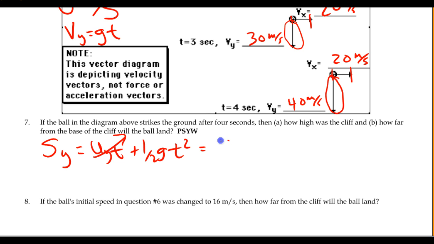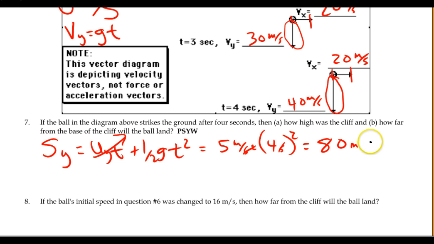So 1/2 of 10 is 5. And we multiply that by 4 squared. Second squared cancel out. 4 squared is 16. 16 times 5 is going to be 80 meters. So the cliff height must have been 80 meters for the ball to hit the ground 4 seconds later.